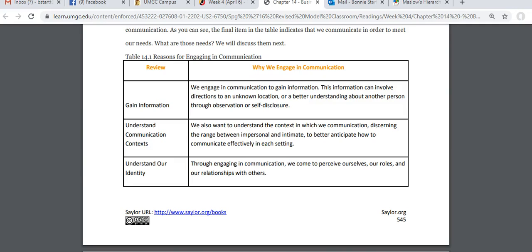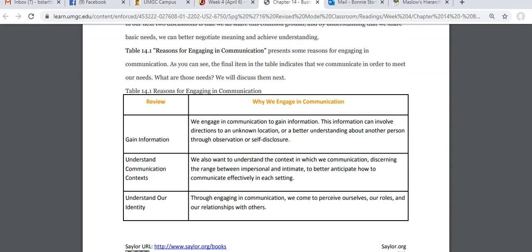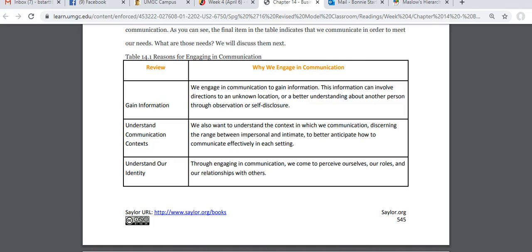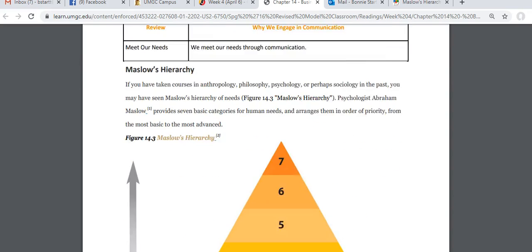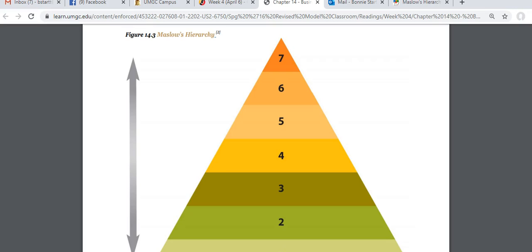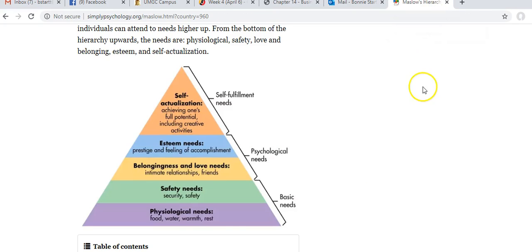Your readers' basic needs. Why do we communicate? We've got Maslow's hierarchy. If you've taken any psychology, sociology classes, you're probably already familiar with these. The various points: physiological needs, safety needs, belongingness and love, esteem needs, and finally, at the very top of this is our own self-actualization, why we do things for ourselves.